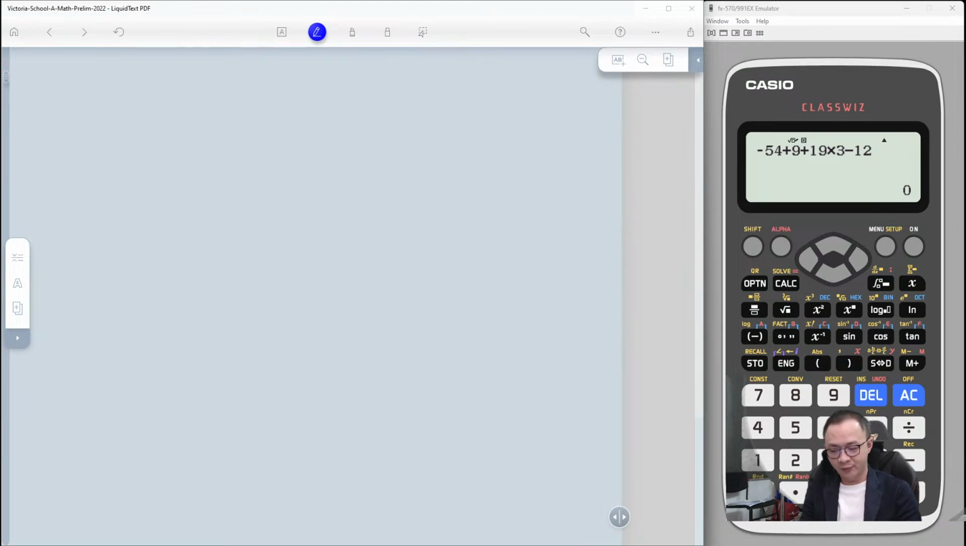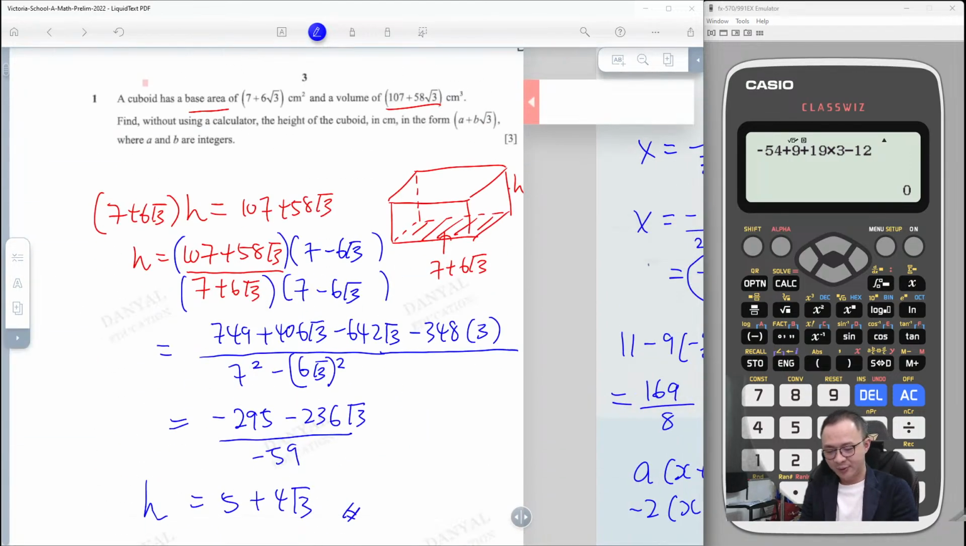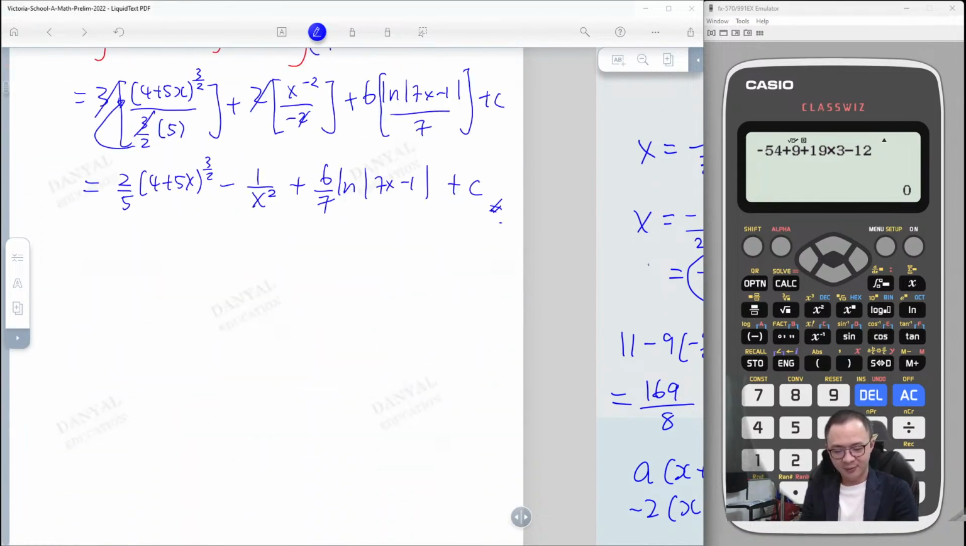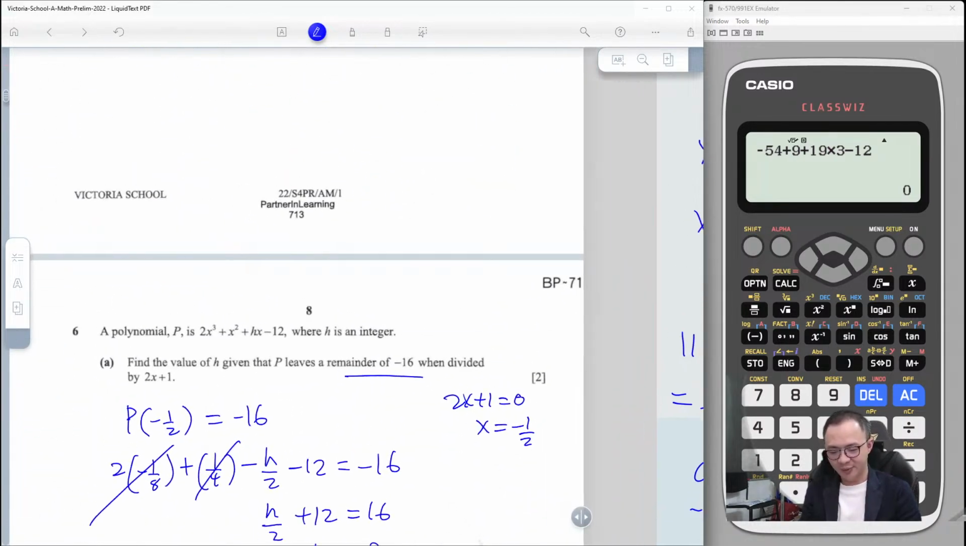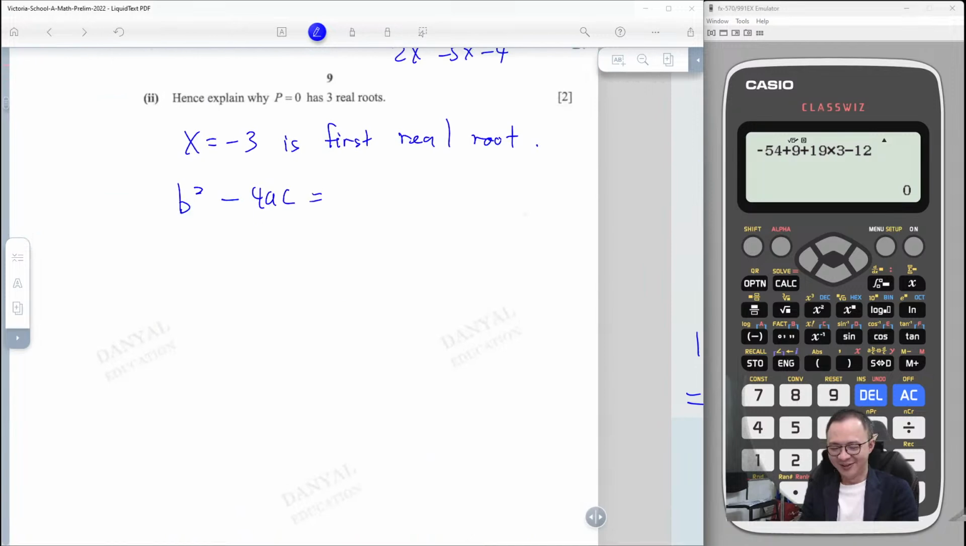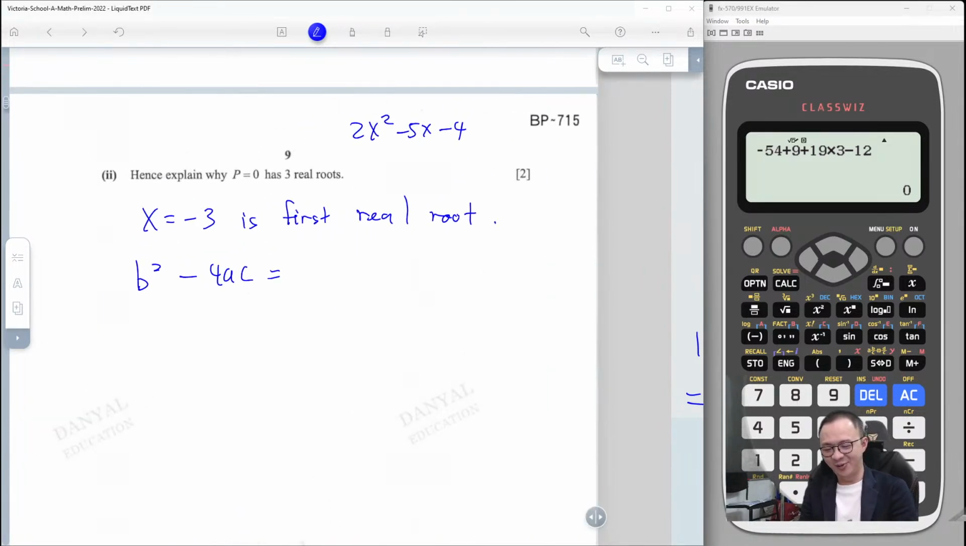Oops, what happened? I don't know, sometimes. Okay, this app I literally need to pay every month. Please be more stable. I cannot pay for this kind of thing.